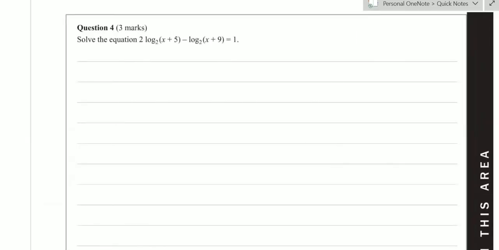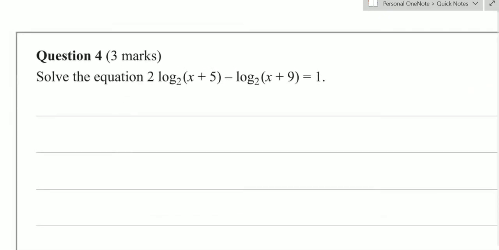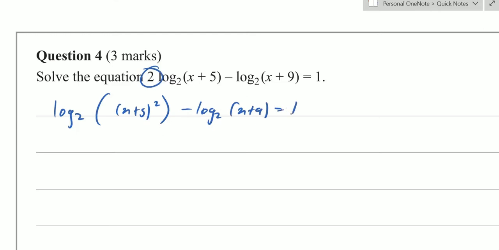So question 4 is just your standard log equation. You could do this quite a few ways. You could make this in terms of log 2, or you could just get one term on the left side and make this 2 to the power 1. I chose to do that, but first we have to get rid of the coefficient, so we can use the log power rule. So log 2x plus 9 is 1, and then if you minus logs, you divide them. So log 2 of (x plus 5) squared divided by (x plus 9) equals 1.